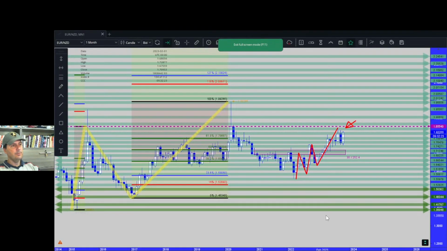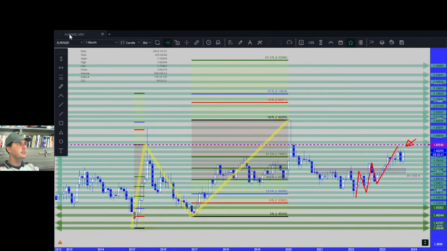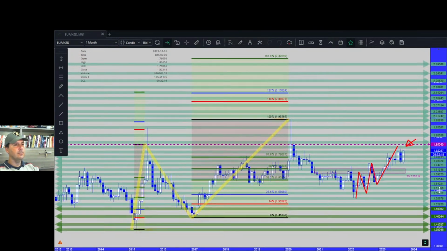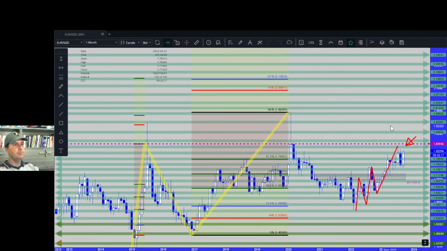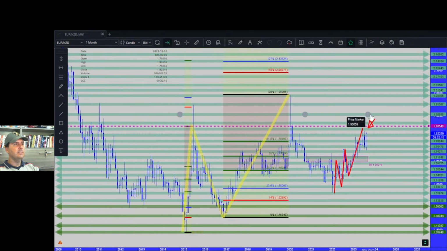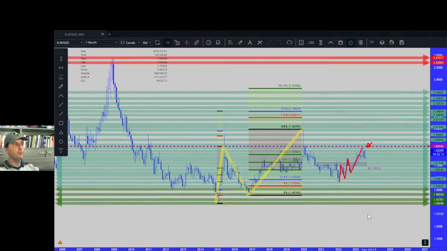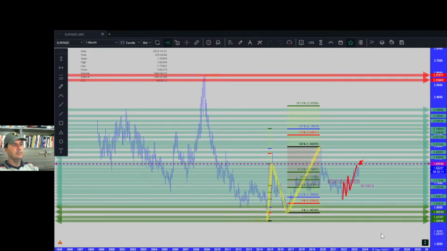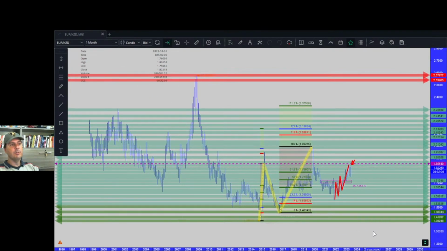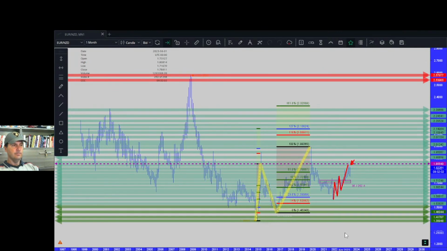So recap. This is the Euro New Zealand monthly chart. Tell me, everybody, what would be the direction based on what you see? What would be the long-term direction? What would be the short-term direction? Recap. This is the Forex course 101. This is the example of a chart.